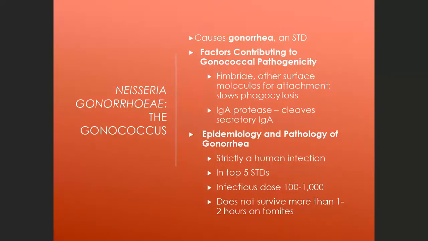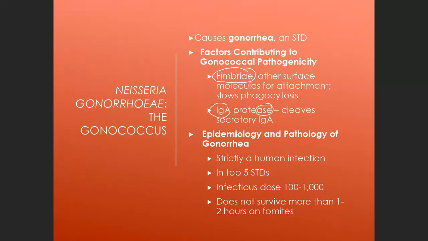Okay, these are other factors that also increase the virulence of this bacteria, like fimbriae, which is used for attachment, and IgA protease, which is an enzyme that will destroy IgA, the A antibodies.